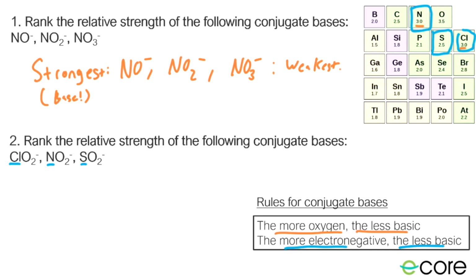So sulfur having the lowest electronegativity would be the best base. And so SO2- is going to be the strongest. So again, when we think about listing the strongest, we're going to start with SO2-. The next two are a tie. So I'll just stack them on top of each other. We have NO2- and ClO2-, which, as far as we know, tie. Okay? So that's how we can tell the relative strength of acids and their conjugate bases with these two rules about oxygen and electronegativity.